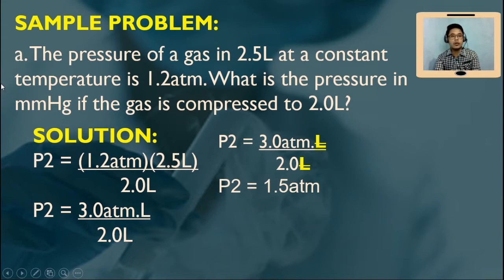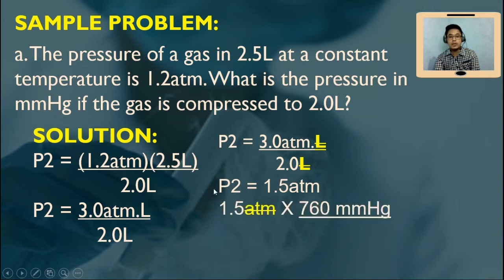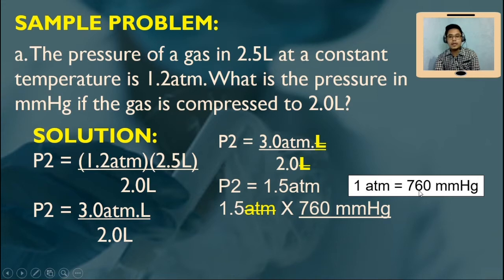Pero, balikan natin yung question. Sabi dyan, what is the pressure in millimeter of mercury if the gas is compressed to 2.0 liters? So, take note, ang nakuha pa lang natin na value ng final pressure is expressed in atmosphere. And this time, kailangan natin siyang i-convert into millimeter of mercury using this formula. Kasi 1 atmosphere is equal to 760 millimeters of mercury, wherein tinuro ko to dun sa nakaraan natin na video tutorial.